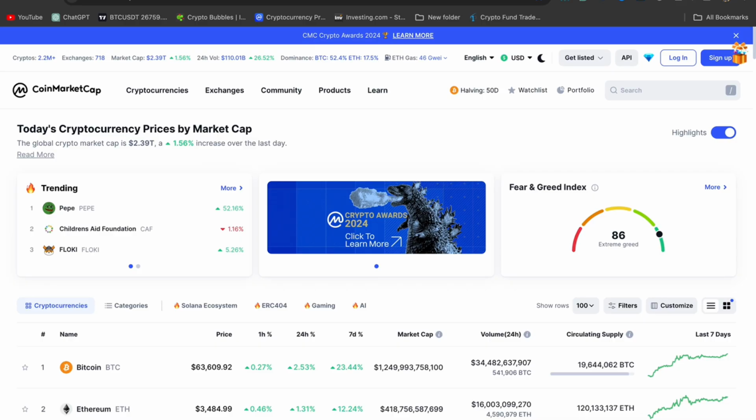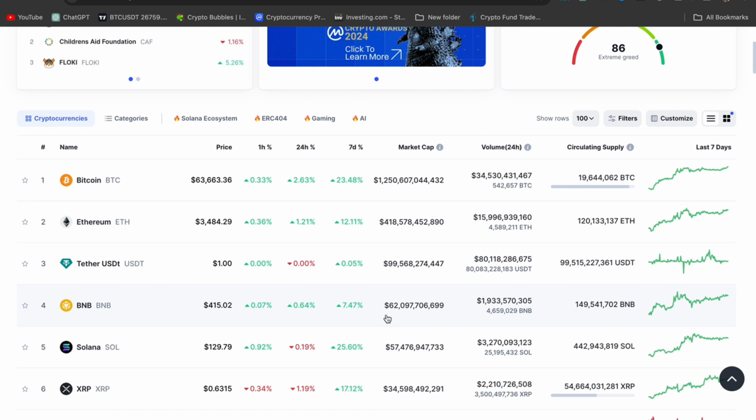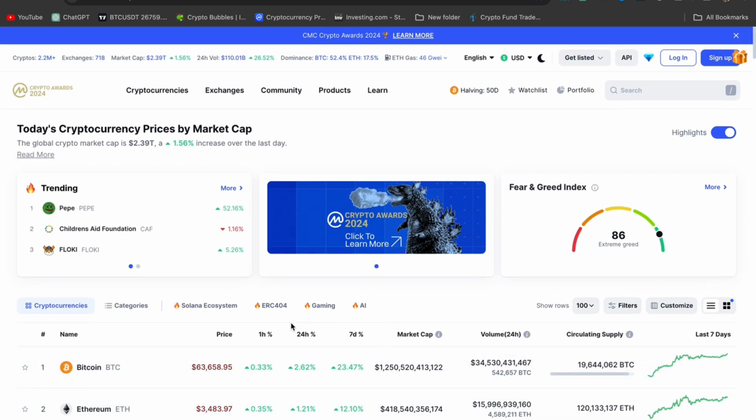So what we can do now is we can just click here and we'll go to the last website. The last website here is called CoinMarketCap. So you can select a coin by using CoinMarketCap. For us to start making money now, we just refresh the website.